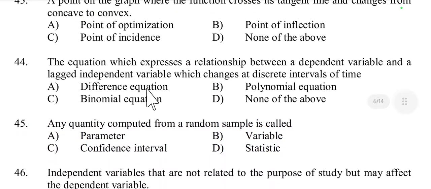Then question number 44. The equation which expresses a relationship between a dependent variable and a lagged independent variable which changes at discrete intervals of time: difference equation, polynomial equation, binomial equation. It is called a difference equation. Option A is the right answer, because a difference equation relates the value of a variable to its past value and it is commonly used in time series and dynamic economic models. So option A is the right answer.